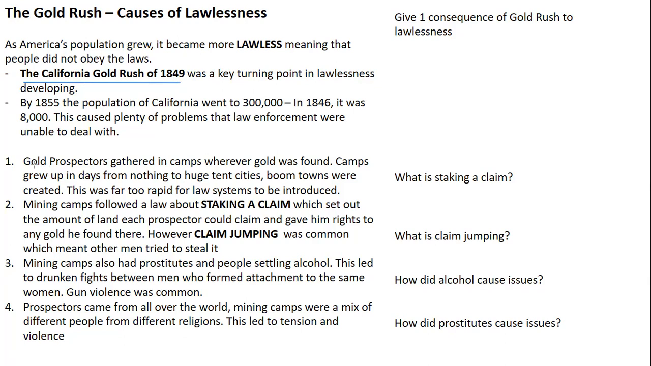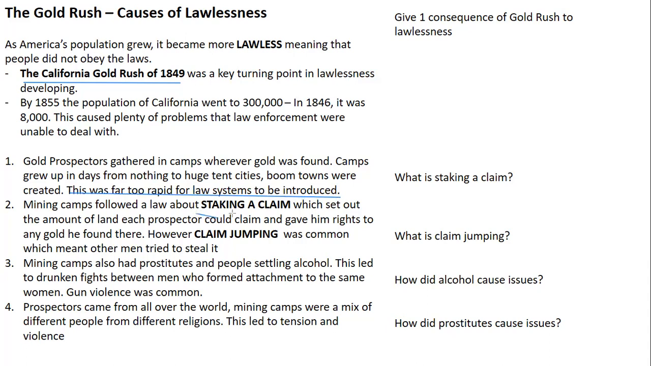Now, what type of camps? So you had prospectors who were the people that were mining gold. It says there, gold prospectors gathered in camps whenever gold was found. People moved quickly because the gold didn't last. Camps grew up in days from nothing to huge cities, boom towns. People moved to create boom towns. And there's still a case in America today where these boom towns are left deserted because they were only useful for as long as the gold was there. It was too rapid for law to be introduced.